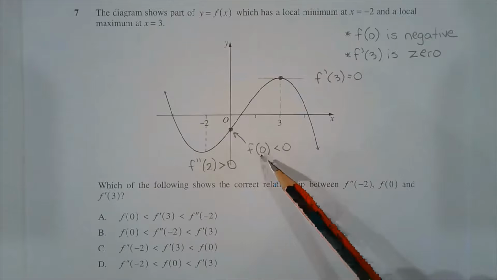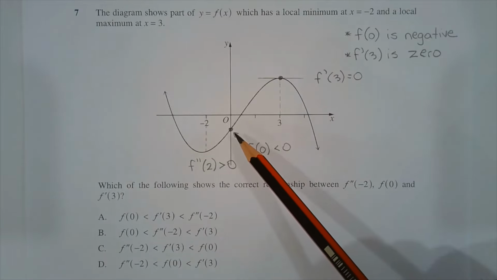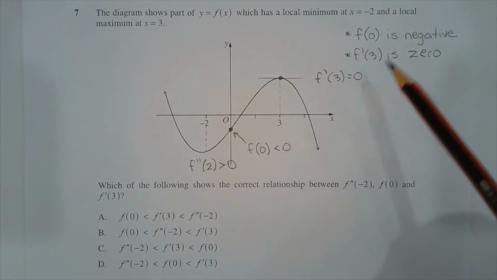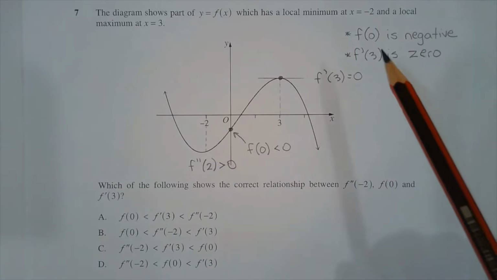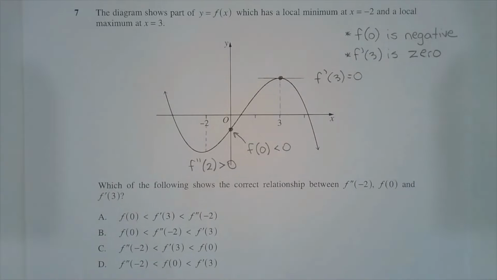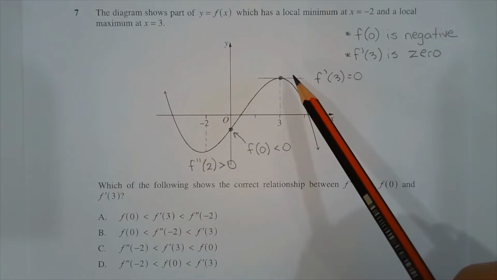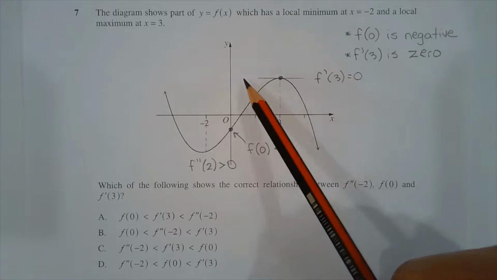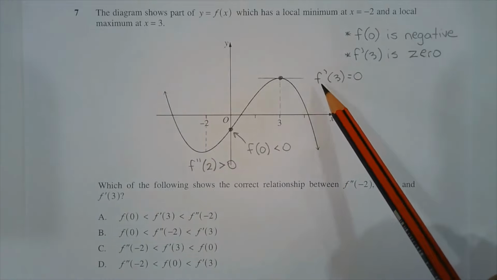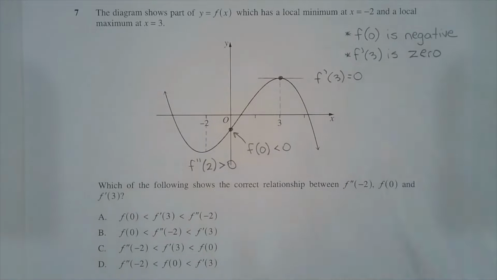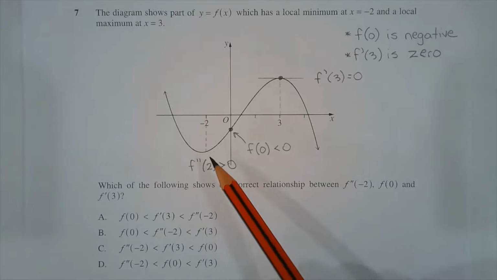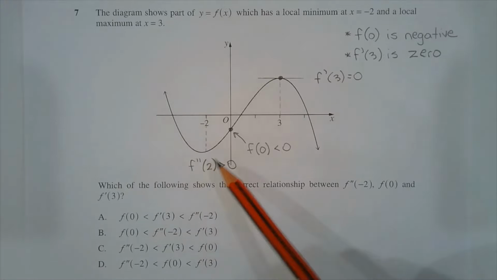f of 0 corresponds to the y coordinate at the point where x equals 0, and it's negative. And I've just marked that point here. f dash of 3 is the gradient of the tangent at the point where x equals 3, which is this point here. We can see here that this is a stationary point, so f dash of 3 is equal to 0.